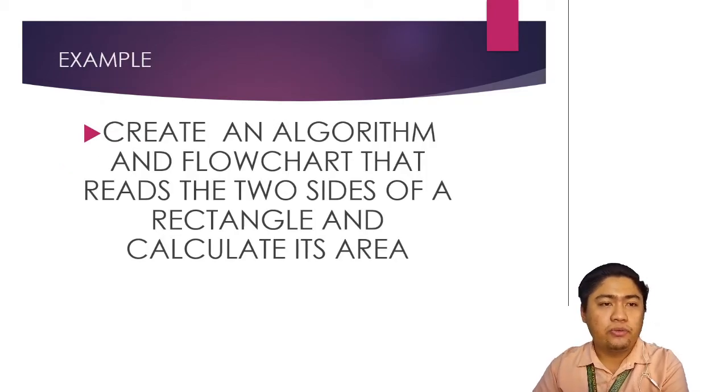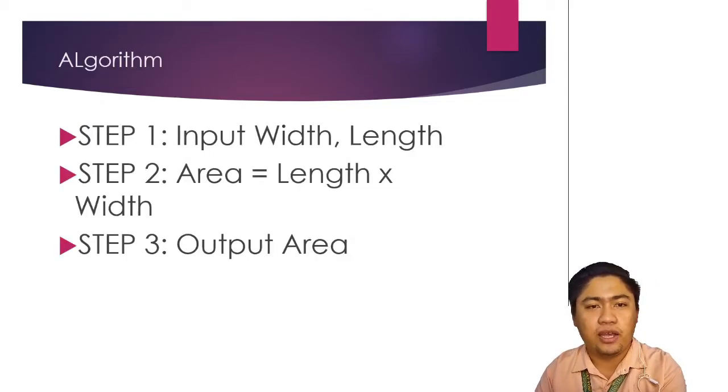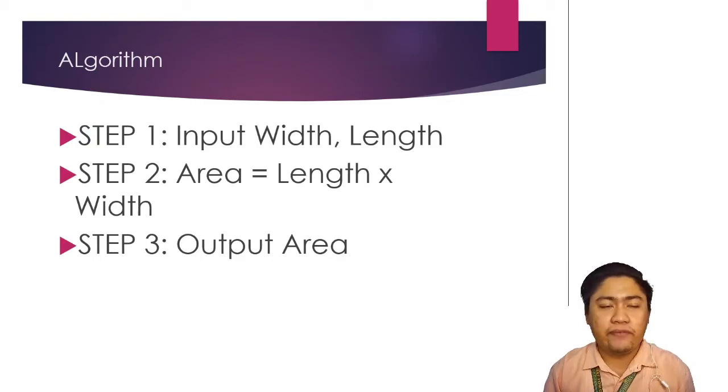Example, so we will create an algorithm and flowchart that reads the two sides of a rectangle and calculates its area. For step 1, we will first identify the variables that we are going to use. We will input the width and length of the rectangle. For step 2, we have the formula for getting the area of the rectangle: the area is equal to length times width. Then for step 3, we will output the area.